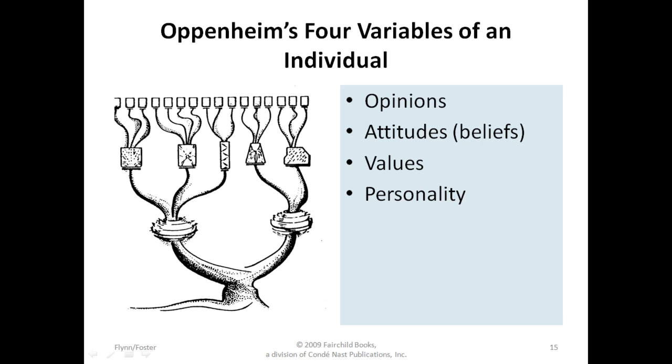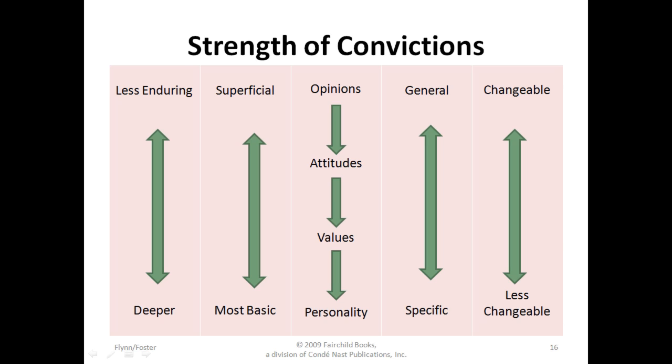Next is personality. And this is the core of the trunk of the tree, and it's who we are as individuals. And also we have values, which are just our core beliefs. Our opinions and attitudes, we don't have as strong convictions about them, and they are more changeable. But when you get down further to values and our personality, those are more enduring and more our most basic beliefs. And so those are ones that are much harder to change.